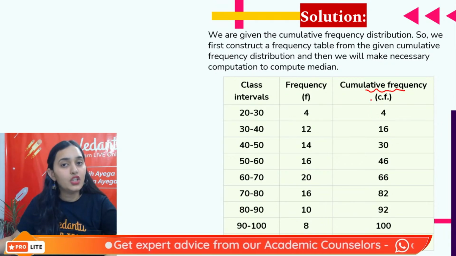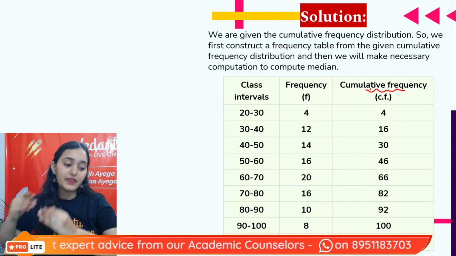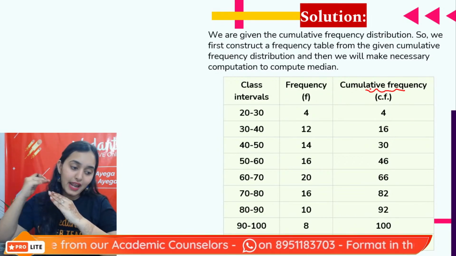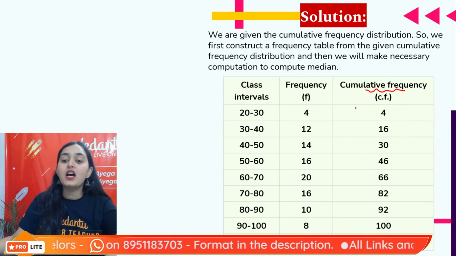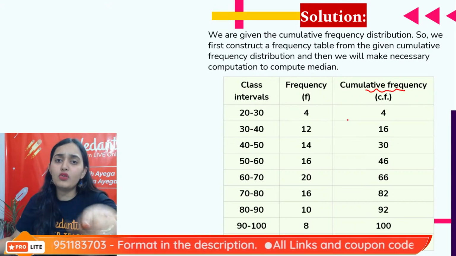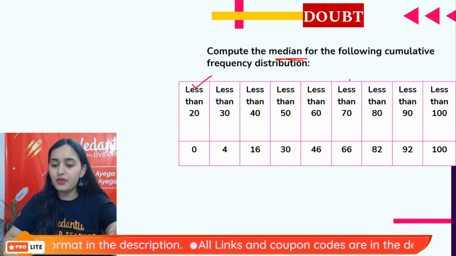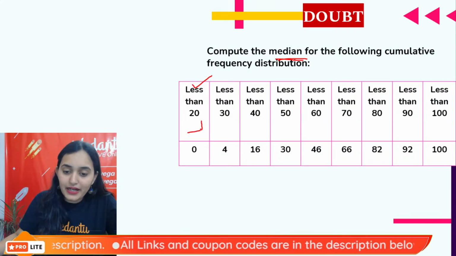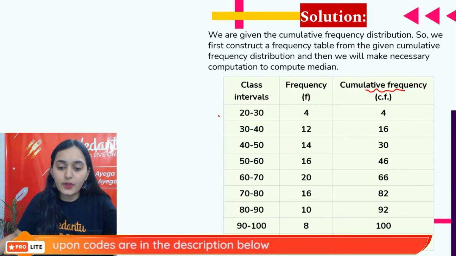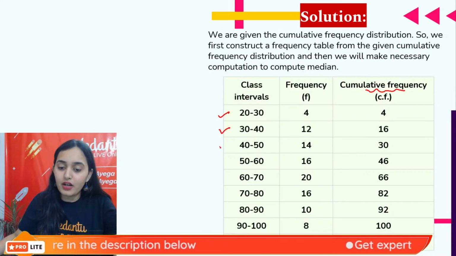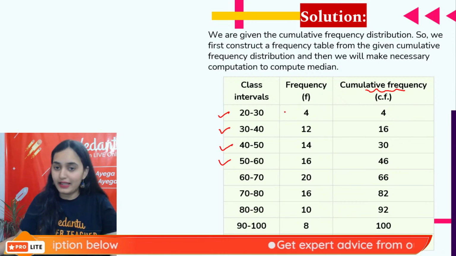So, you all know what is cumulative frequency? You add the frequencies, right? Add it, again add it, again add it, again add it. You go on like that. Here, you are going to do the opposite. See, less than 20, less than 30, less than 40. So now make the interval 20 to 30, 30 to 40, 40 to 50, 50 to 60, like that.